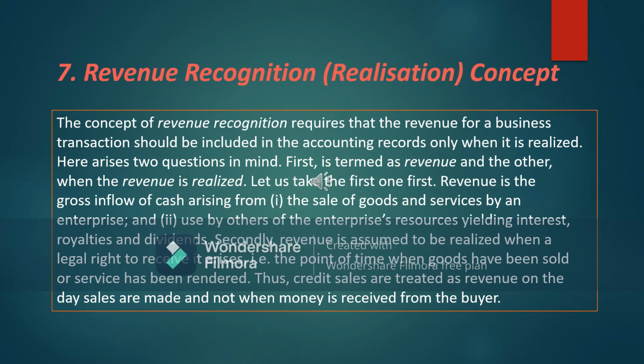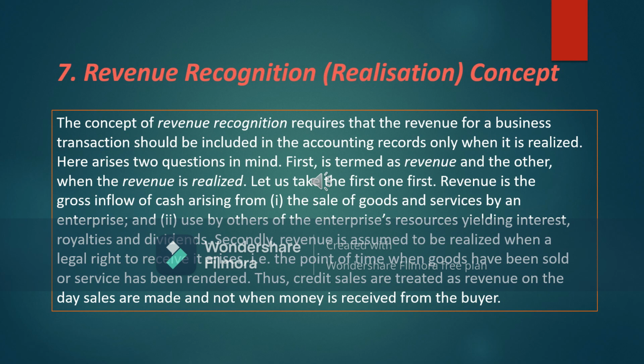Number 7 is revenue recognition, the realization concept. The concept of revenue recognition requires that the revenue for a business transaction should be included in the accounting records only when it is realized. That is not saying when it is received, but when it is realized, right? Here two questions arise in the mind. First, what is termed as revenue, and the other, when the revenue is realized. Revenue recognition or revenue realization. So two terms are here. What is revenue and when is it realized?